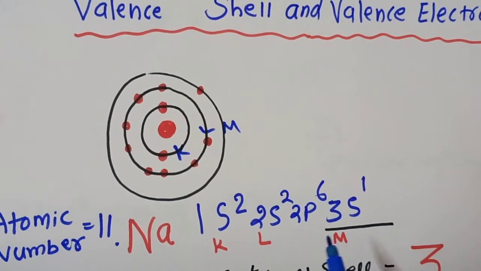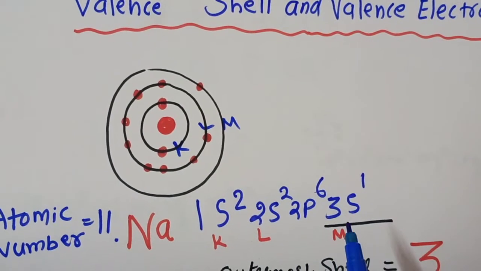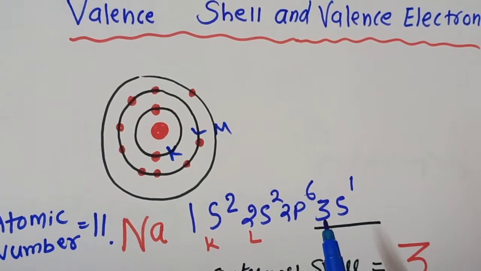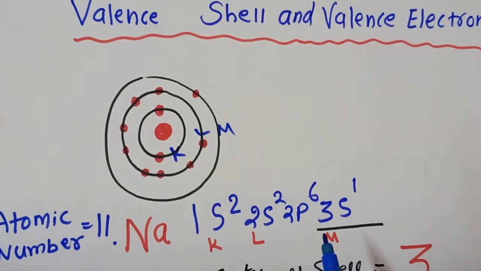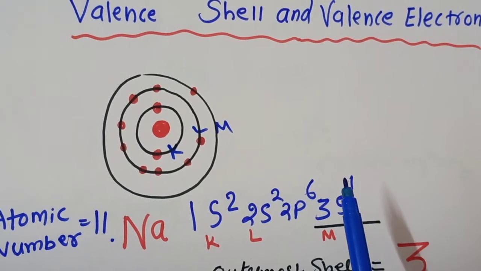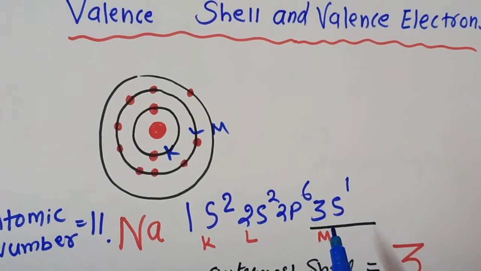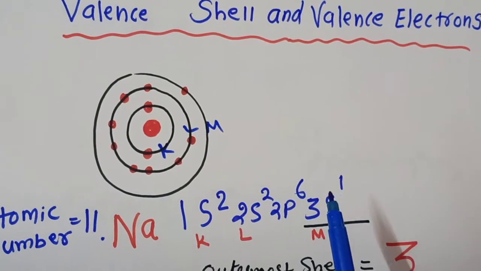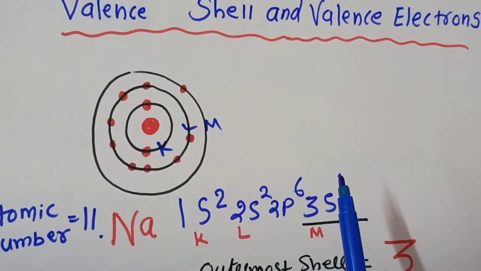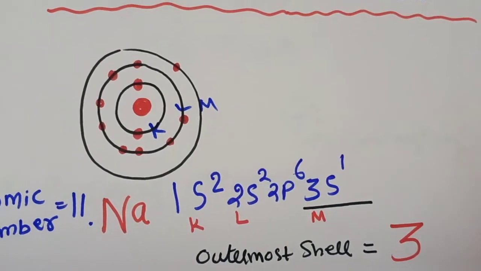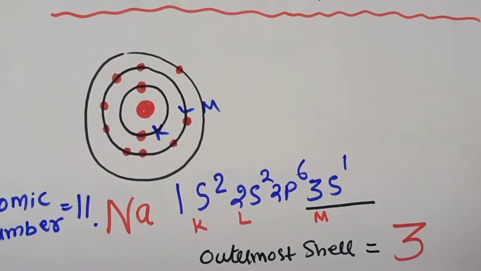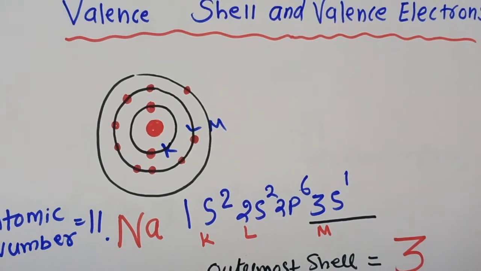So if somebody asks you what is the outermost shell in sodium, you have to say that it is the third shell, or we can say it is the valence shell, and the number of electrons present in the outermost shell are the valence electrons. Means these electrons will take part in the bonding, either they will share, or donate, or lose the electrons to take part in the bonding.